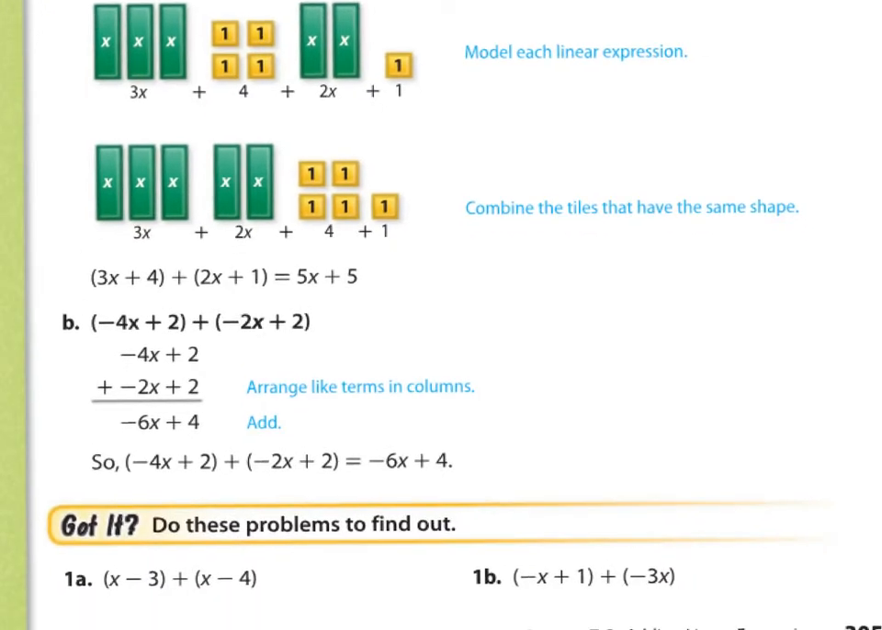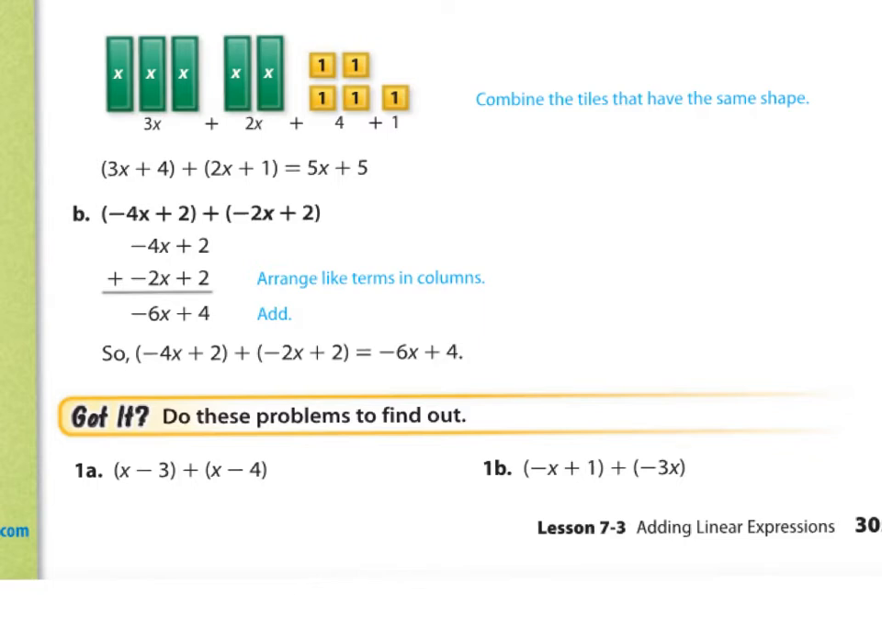Okay? We can also do subtraction, and this is using the vertical method, where you arrange them into columns and you place them on top of one another. So we have negative 4x plus 2 plus negative 2x plus 2. So we're adding, and we're just adding negatives. Okay, adding negatives makes a bigger negative, which essentially makes a lower number, right? Negative 4 plus negative 2 is going to give me negative 6x. 2 plus 2 is 4. And there you have it, negative 6x plus 4.